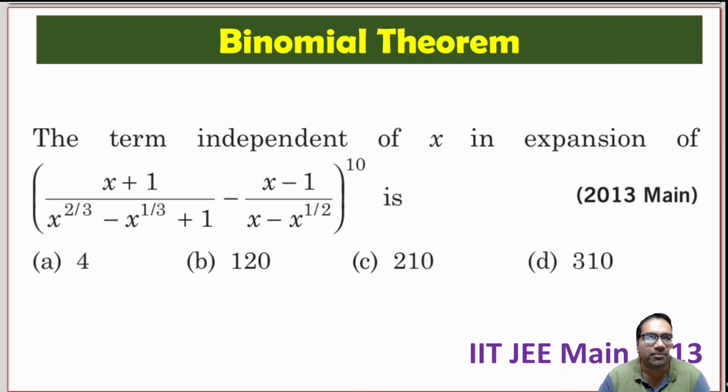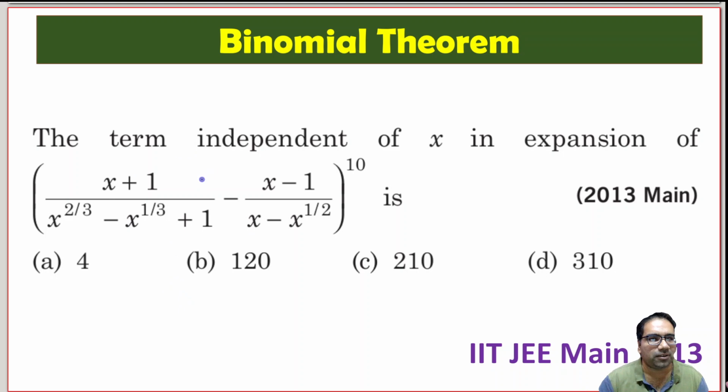We have to find the term independent of x in this expansion: (x^(2/3) - x^(1/3) + 1)/(x - 1) - (x - 1)/(x - x^(1/2)) whole power 10. This is a big expansion. We cannot directly use binomial expansion here, right?